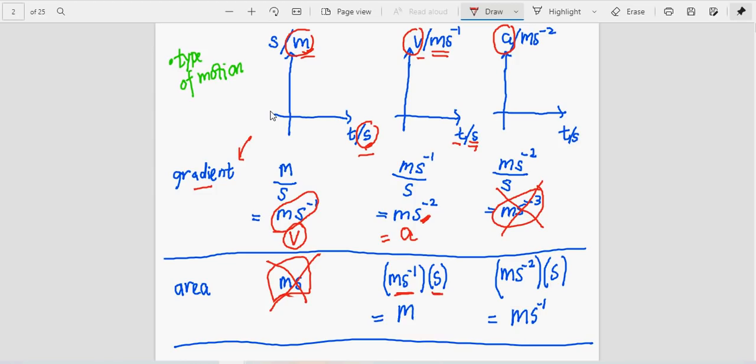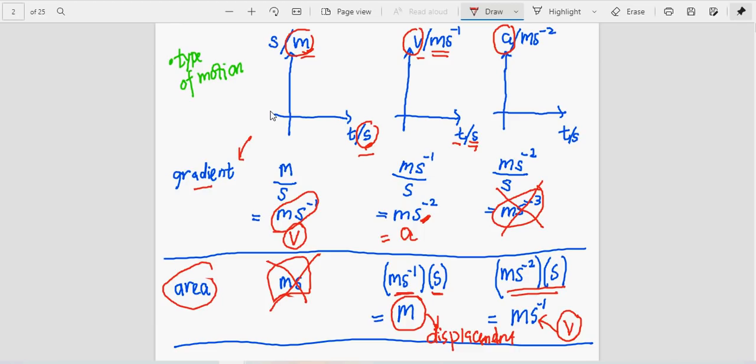If you multiply and simplify, you see the unit is meter, which means the area under the VT graph represents displacement. Faham eh? And for the acceleration time graph, the area under the graph, do the same thing. Darab, then you get meter per second, the unit for velocity.